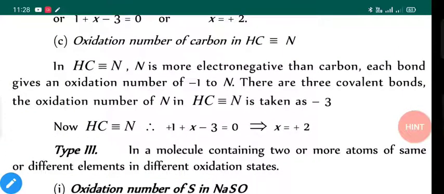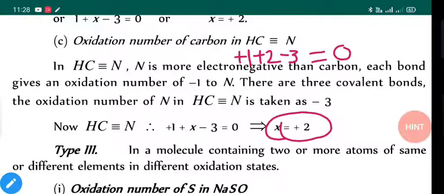Now a similar situation is mentioned with the normal triple bonded structure. When carbon and nitrogen are triply bonded with each other, we follow our regular rules. As per our rule, hydrogen will get +1 oxidation state, nitrogen will get -3 oxidation state, so that carbon should be in +2 oxidation state, and overall it makes a neutral molecule. So that's why in this case carbon is in +2 oxidation state.